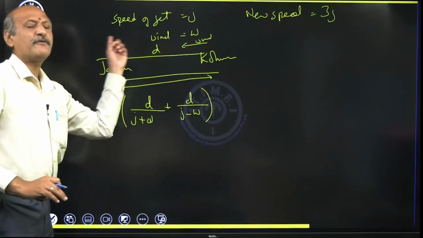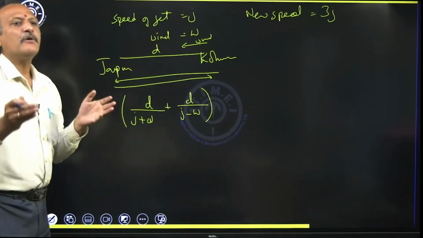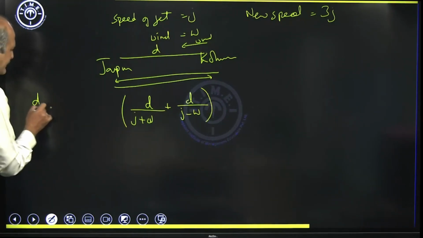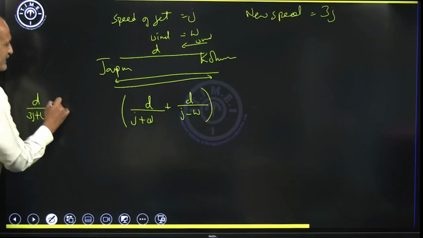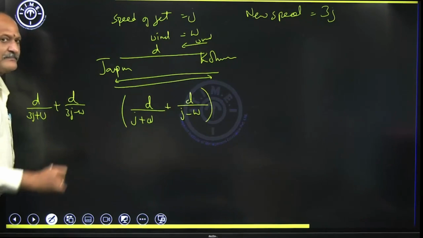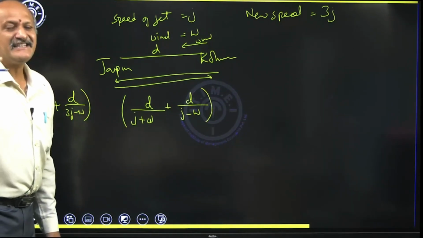If it is traveling from Kohima to Jaipur and back with a new speed of 3J, what is the total time taken? The total time taken, we are going to get it like this: D divided by 3J plus W, plus D divided by 3J minus W. This is the travel time taken when it is traveling with an increased speed.